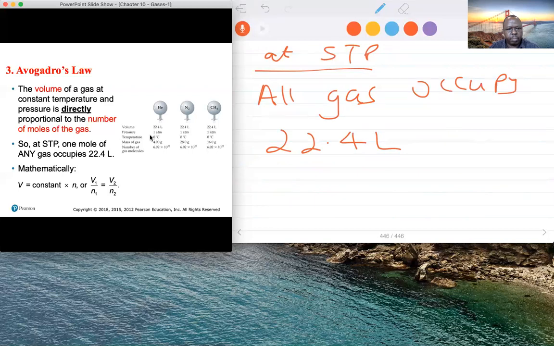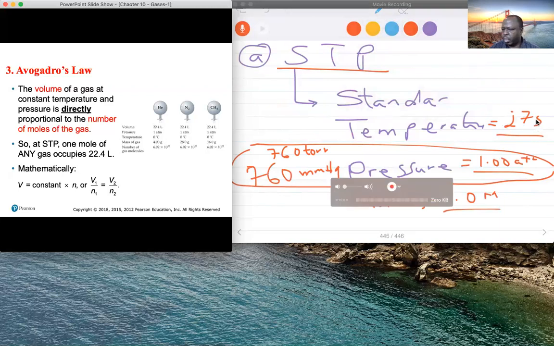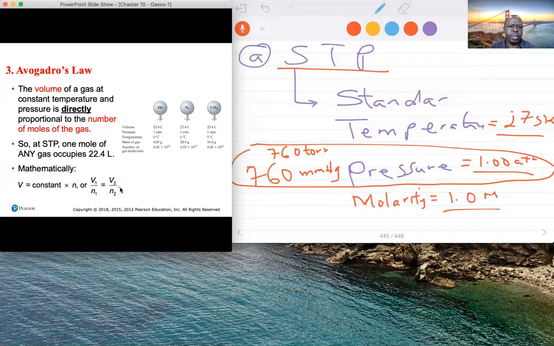At 1 atmosphere, I think this should be 273. This should be 273. Let me take that back. Not 25, but 273. Okay, I meant to say that. 273, because of temperature 0, if you add 273, it's just 273. And any gas occupies this at standard temperature pressure.